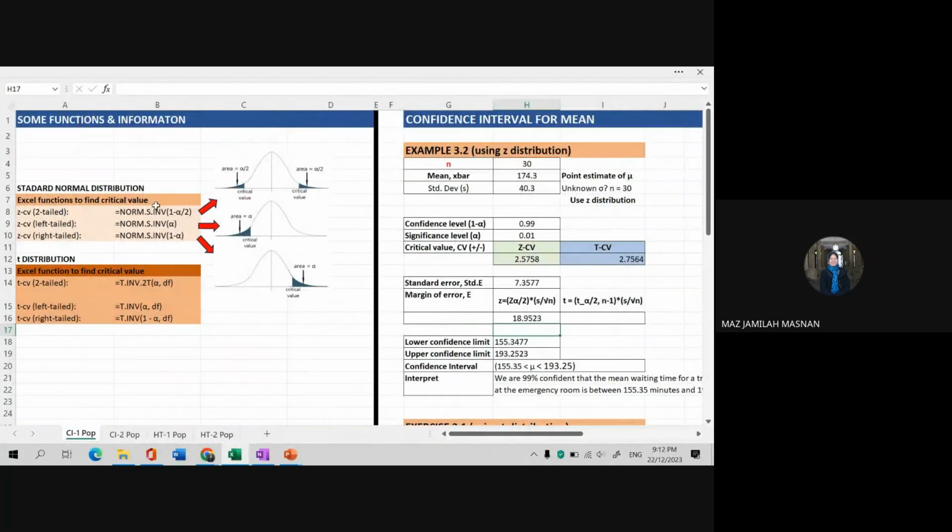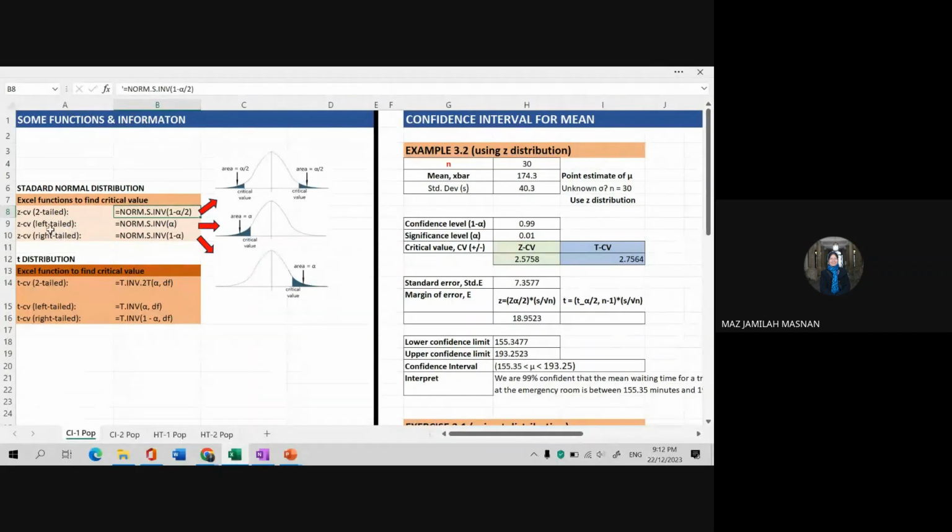Now, what did I provide you? The first one is the Excel function on how to find the critical value, arranged as ZCV. For example, if you are using the Z distribution and you have two tails, then this will be the function needed for you. And this is described by this figure, where the critical value involves two sides.